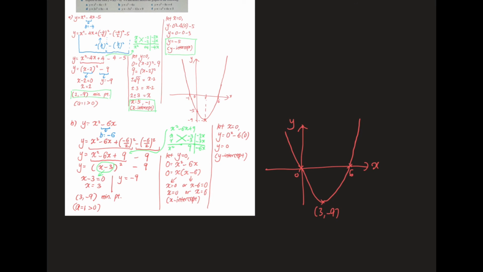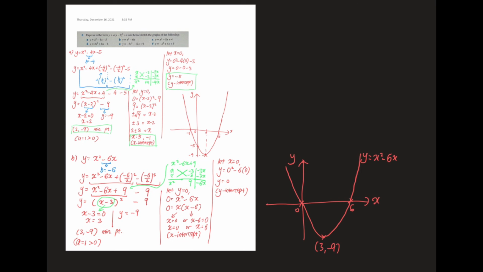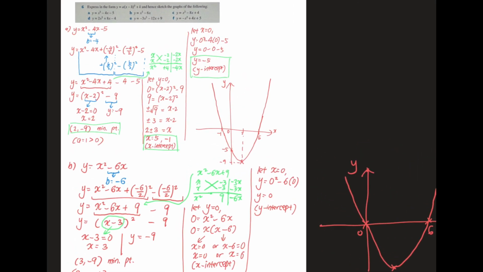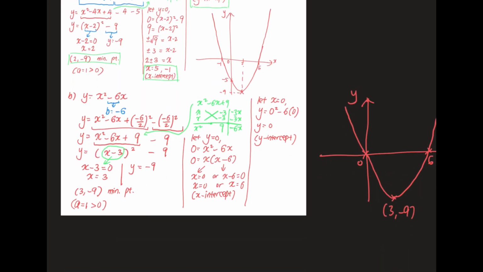So we label it first. y equal to x squared minus 6x. Okay, now let's look at question C. y equal to x squared minus 8x plus 4. Okay, question C. x squared minus 8x plus 4.